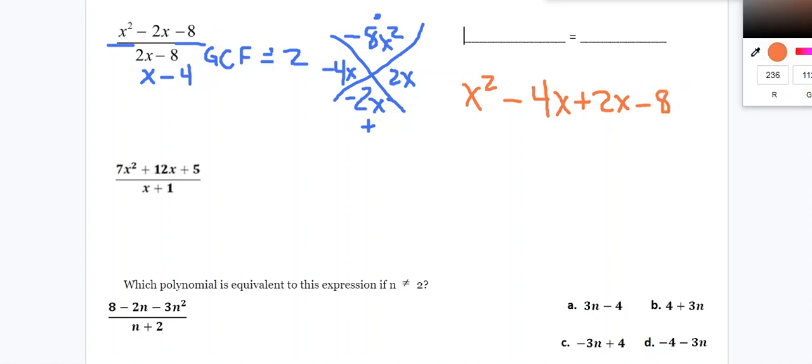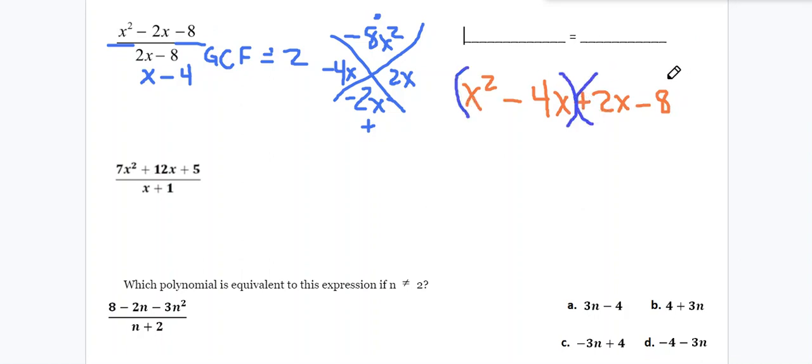Okay, so when I group these, remember I'm grouping my first two together, and I'm grouping my last two together. And I'm saying, all right, what do these have in common? Well, x squared and minus 4x, what do they have in common? Well, they both have an x. What's left over? Well, I took one x away, so there's one x still remaining. There were two x's. And now negative 4x, I took out the x, I'm just left with minus 4.